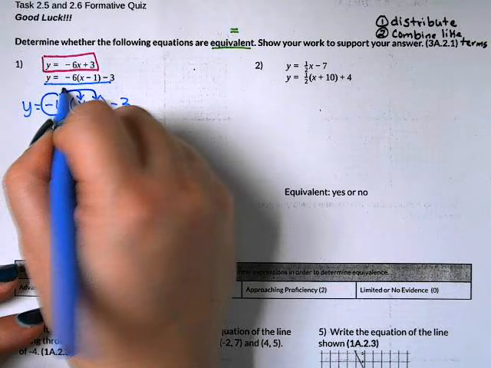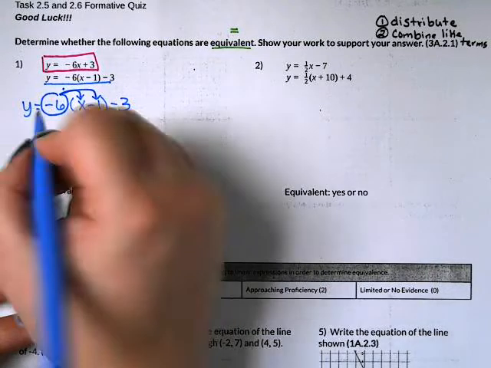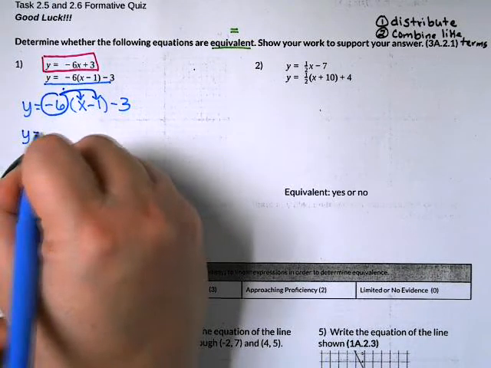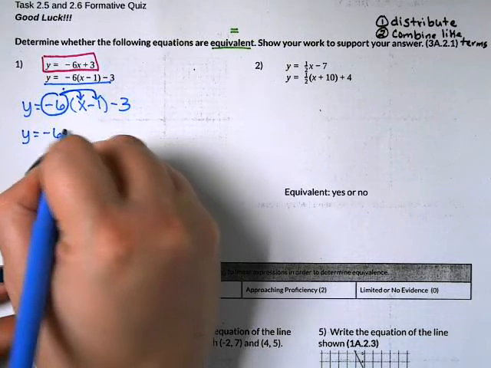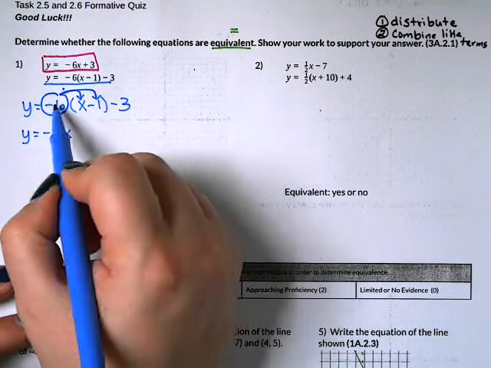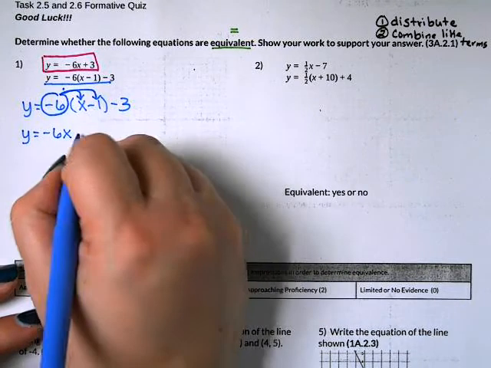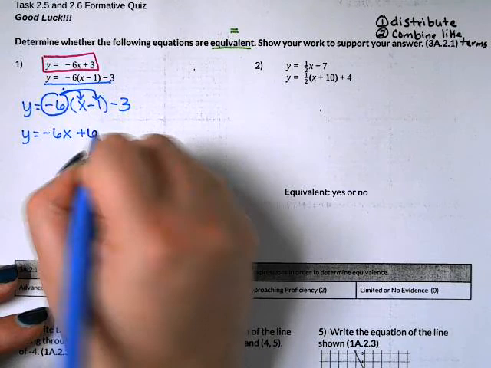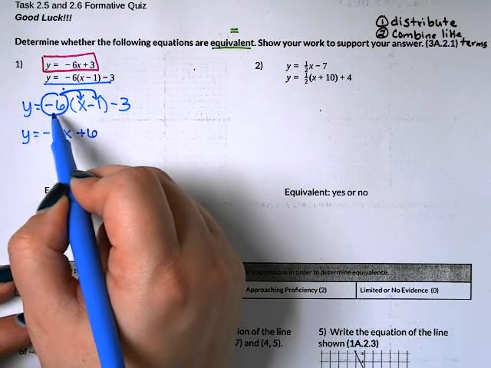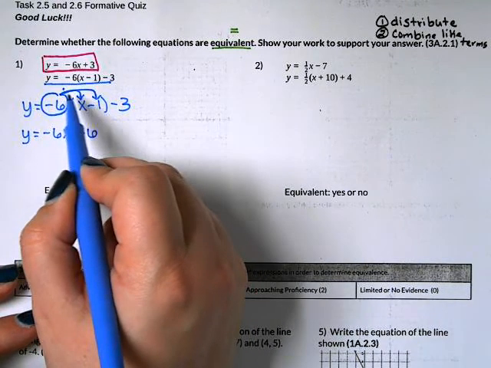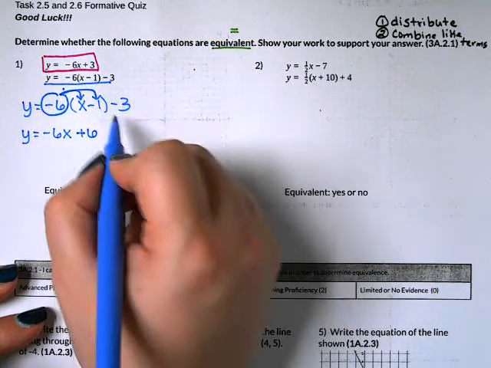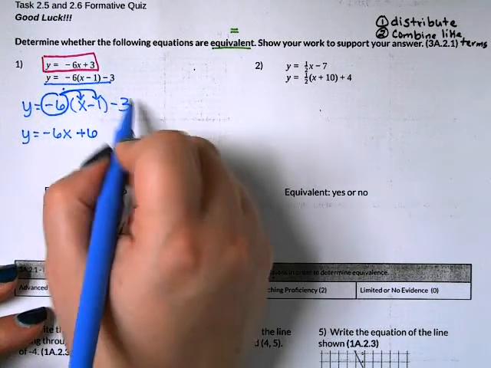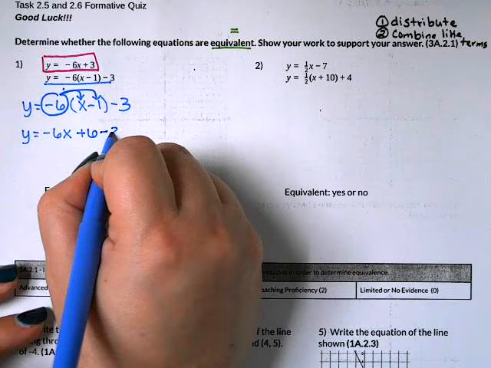When I distribute, I know that I'm multiplying. So that means I'm going to have y equals negative 6 times x is just negative 6x. Negative 6 times negative 1 is a positive 6. So I've taken this number out front and multiplied it inside the parentheses, which made the parentheses go away. And then this negative 3, I didn't do anything to it, so I'm just going to drop it down. I'm going to bring it along.